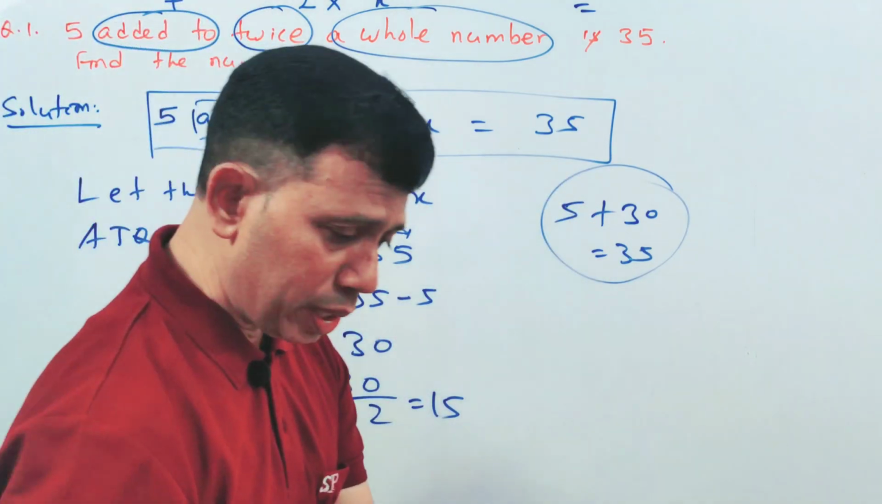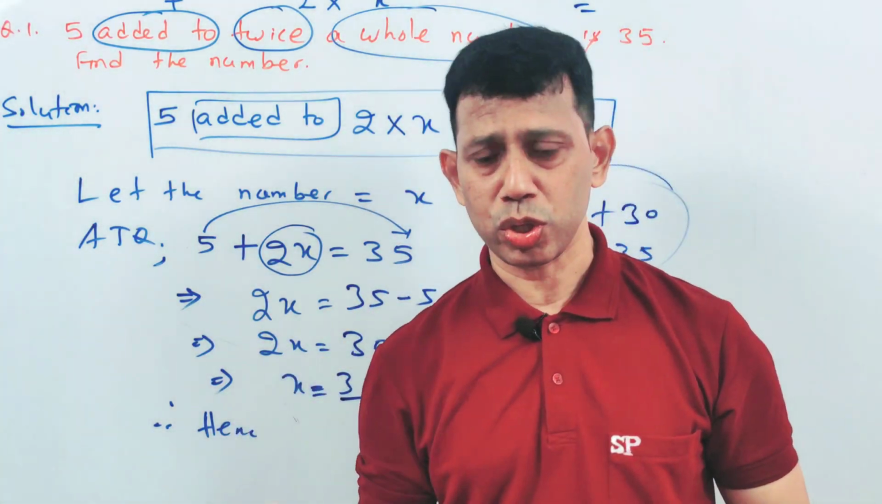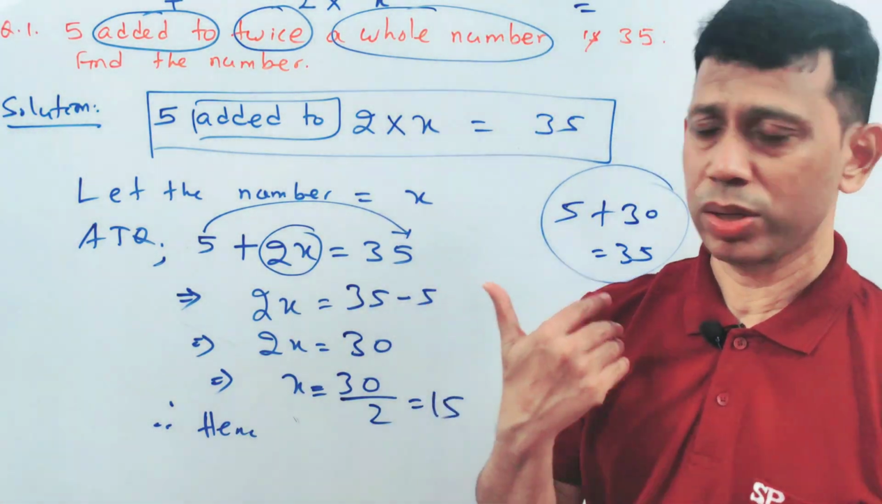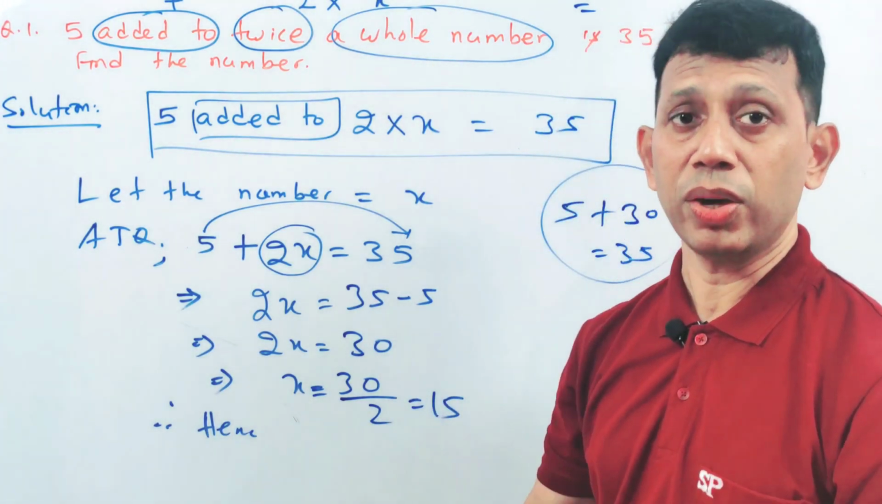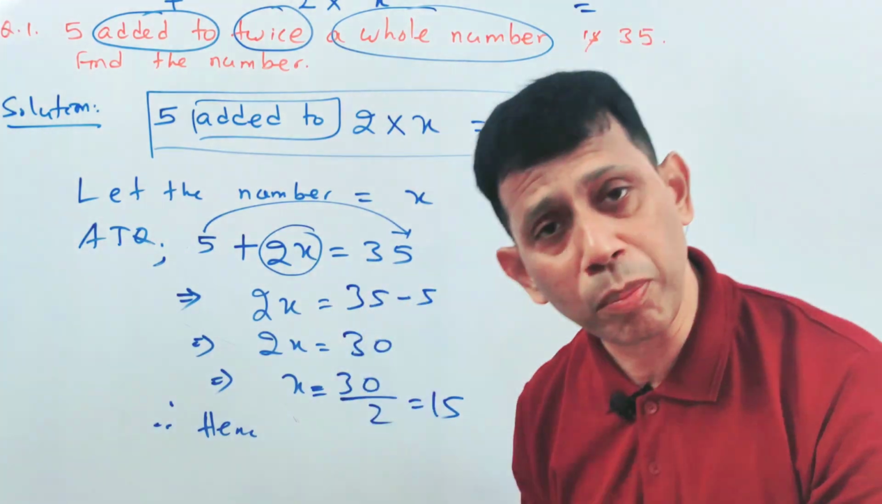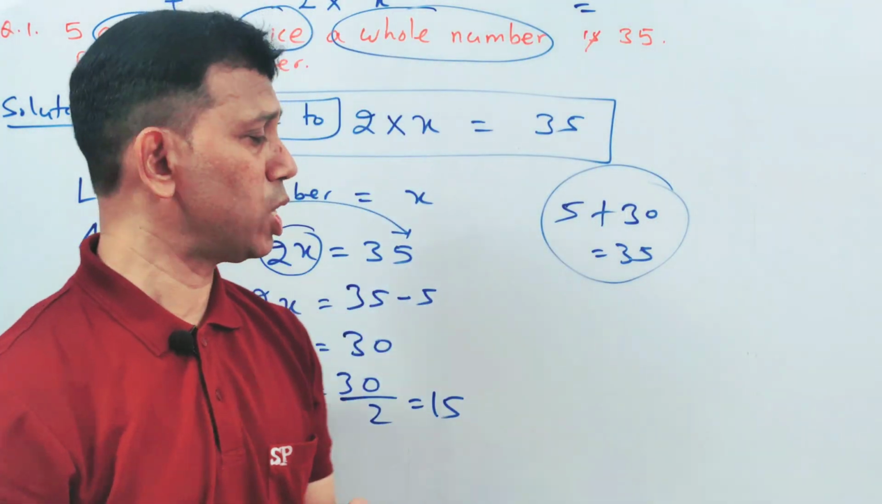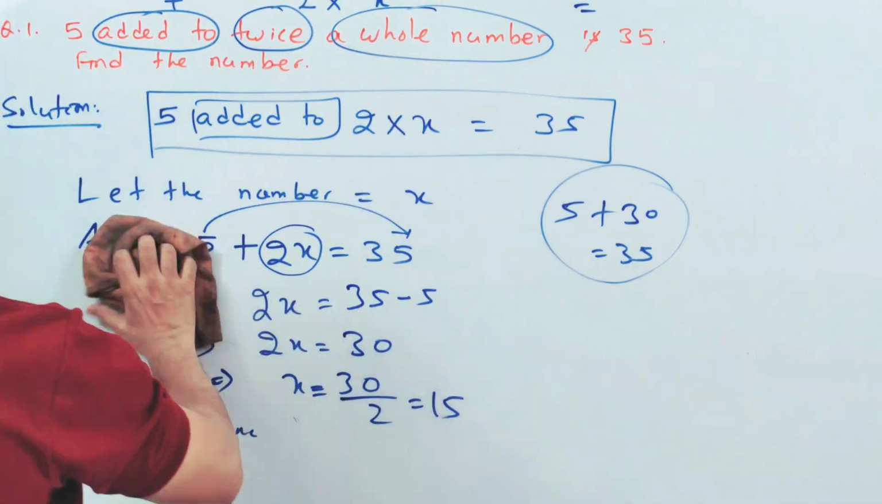But if you are doing this 2 mark question, this cannot be more than 2 marks in any examination of high school level, maybe 7th, 8th classes. So for this question, after finding the answer, you will write, hence the required whole number is, or hence the number is 15. The number is 15. So the answer is done. Very simple. Next we'll go for another question.